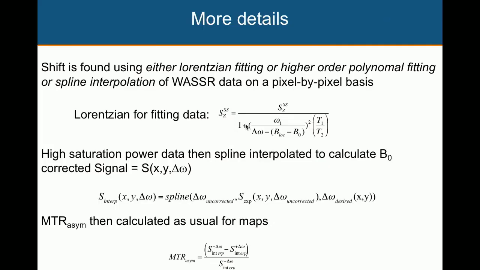And so from a technical standpoint, we can actually do this in any number of ways to fit the data. We either use Lorentzians or higher order polynomials or spline interpolation of the Wasser spectra to create these B0 maps. Here's just a Lorentzian expression here. And then we take our high power data and spline interpolate using the B0 determined on the maps, shifting and correcting the frequency that way before we calculate the asymmetry.